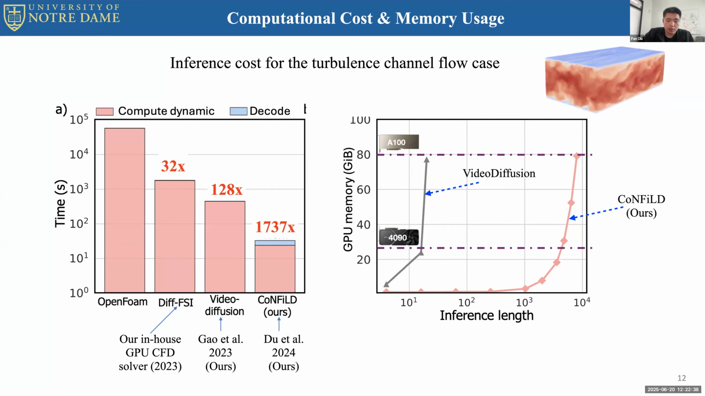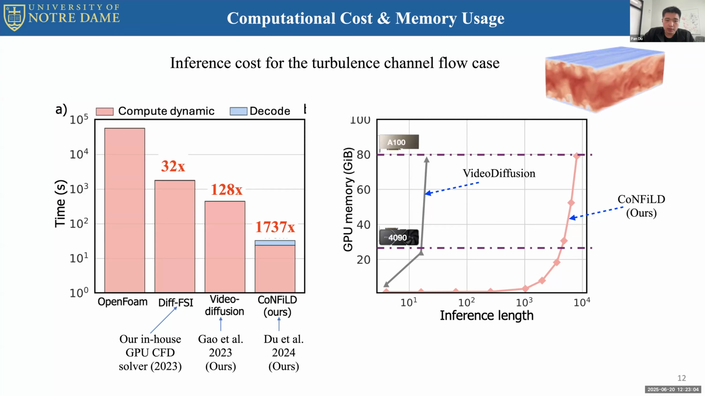As you can see, our CoNFiLD can achieve over 1,000 times acceleration, and the time it used is dissected into two parts. The blue part is the encoding part, which only occupies a small part of the total time, and the major time consumed is used for computing the spatial-temporal dynamics.